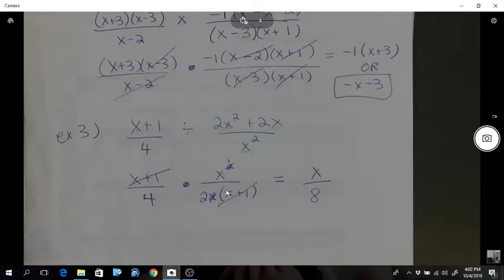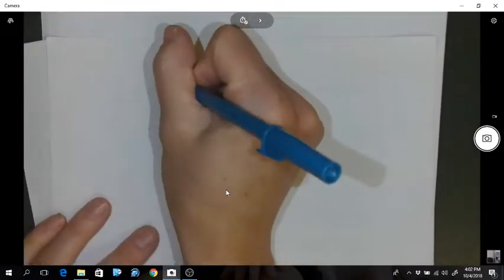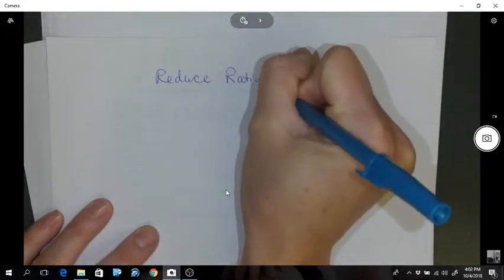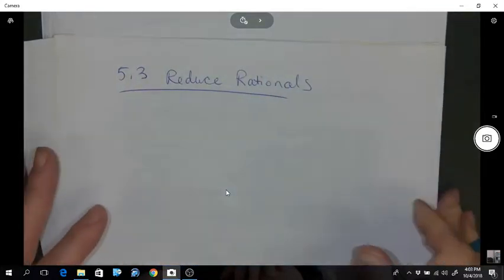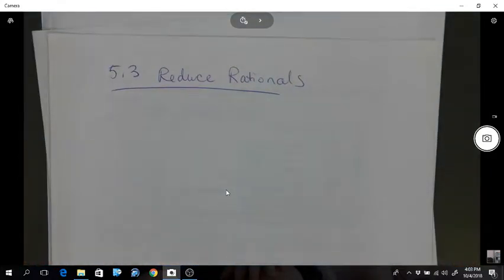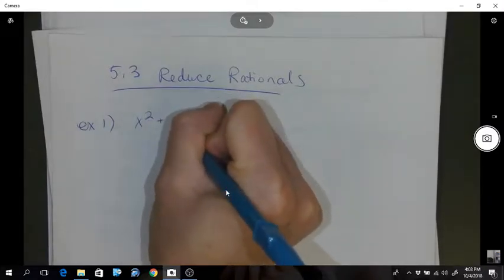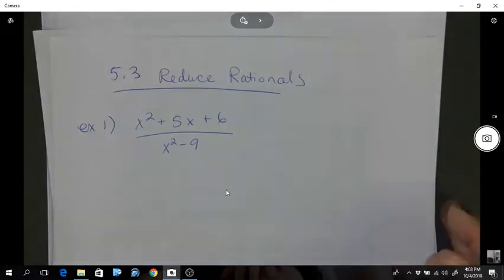Okay, the next lesson that we're going to do is reducing rationals. Not a whole lot of new concepts on this one because it's very similar to multiplying and dividing. So here's example 1. x squared plus 5x plus 6 over x squared minus 9.